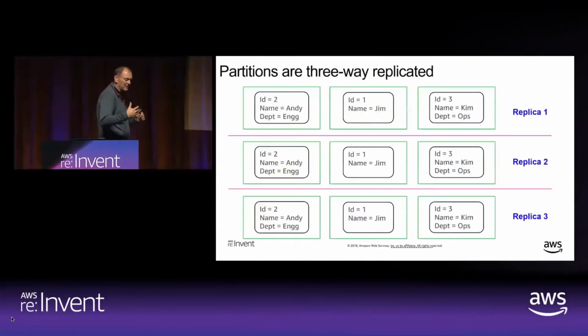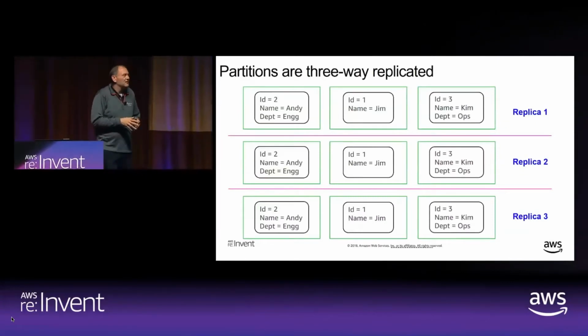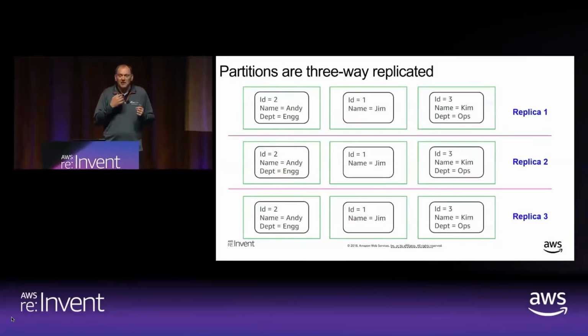Partitions in DynamoDB are automatically three-way replicated. So when I write to DynamoDB, you're going to get an acknowledgement from the client when two of the replicas have received that write.